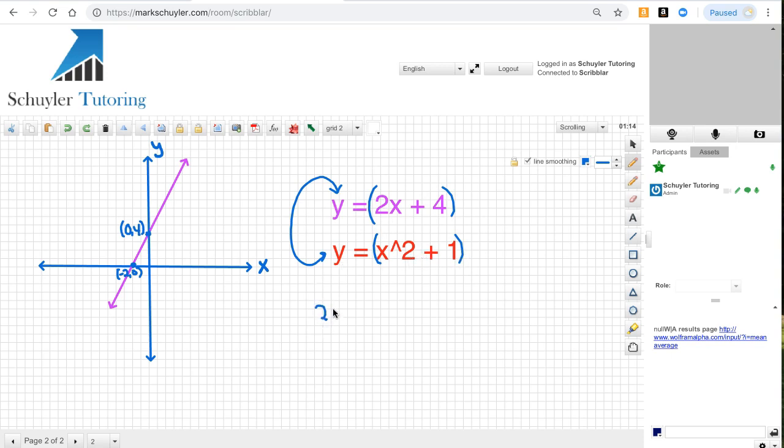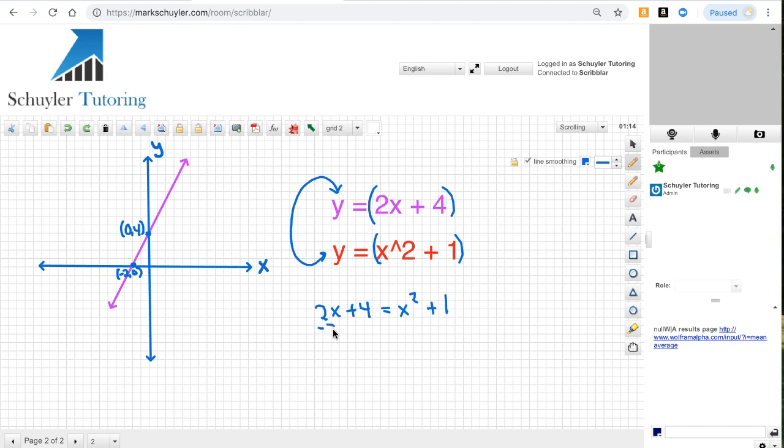So let's write them out. 2x plus 4 is equal to x squared plus 1. And we want to try to factor this. We want to get a hold of what x is. It could be 1 point, it could be 2, maybe no points. Let's check and see by moving everything over to the same side of the equal sign.